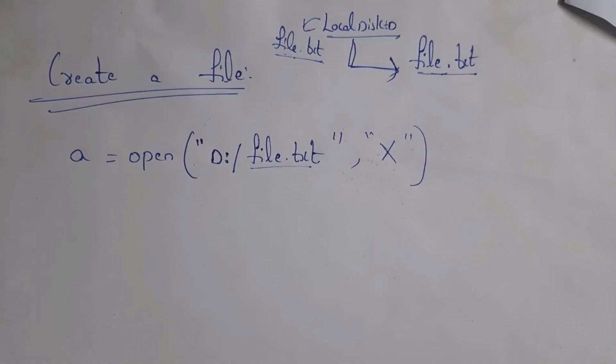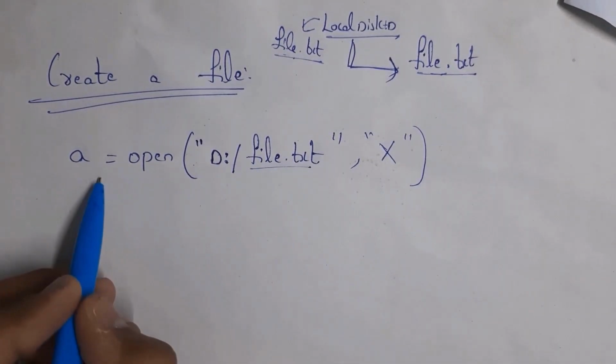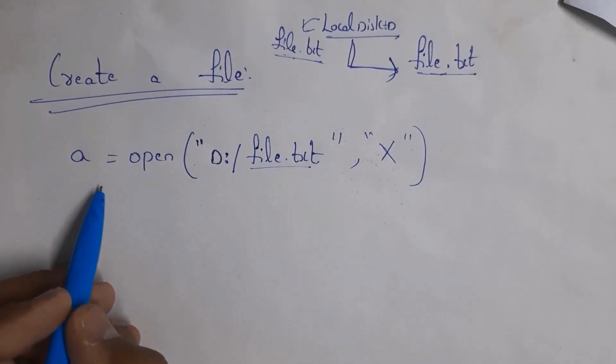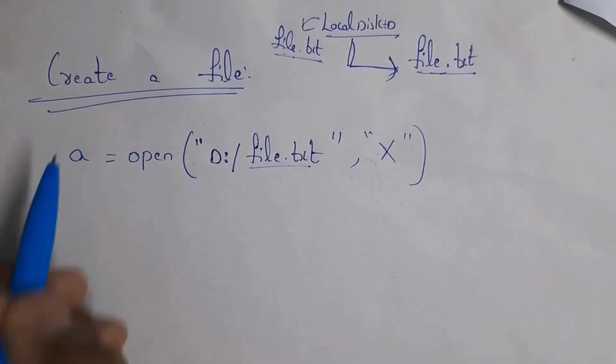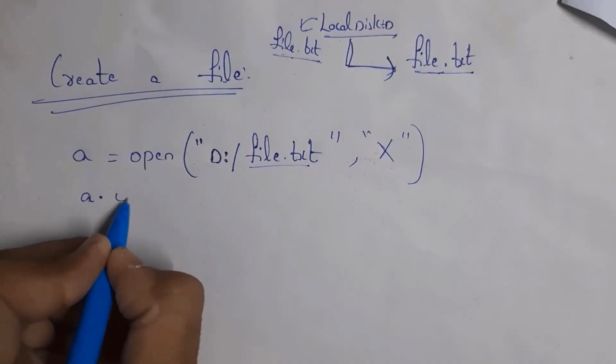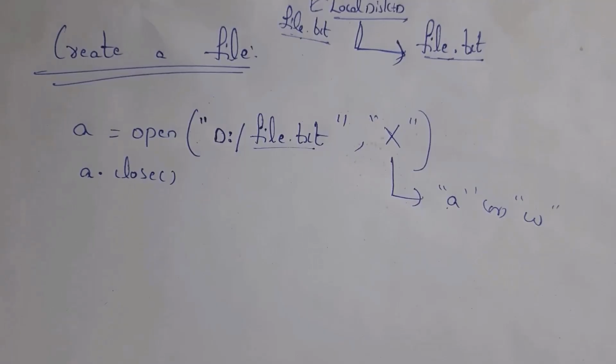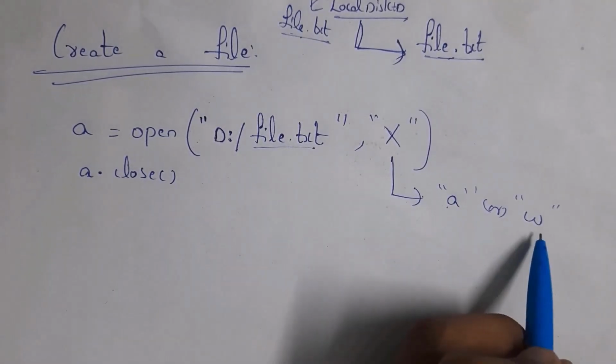This open function takes two parameters. They are file name and mode. After performing this operation, we need to close our file. By using the close method, we can close our file. My file is present in object a, so just write here a.close. It will close my file. This is the program in order to create a file. You can also create a file by using append mode or write mode.